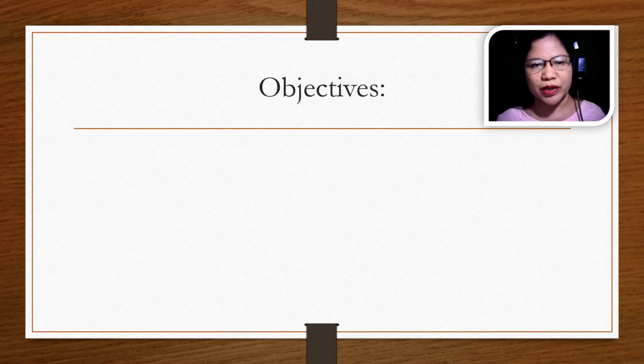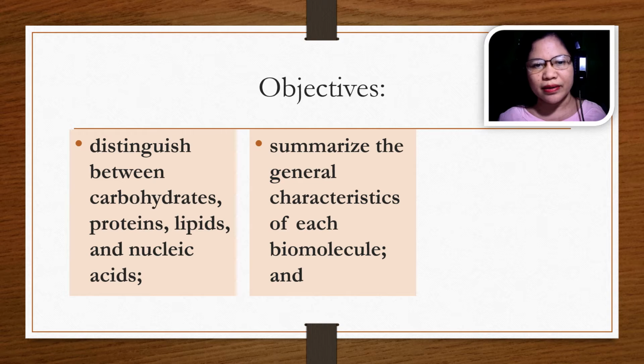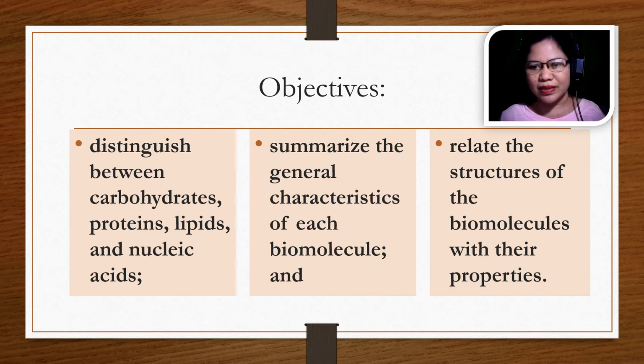So here are the objectives that we'll be discussing for today. One, we have to distinguish between carbohydrates, proteins, lipids, and nucleic acids. And second, we have to summarize the general characteristics of each biomolecule and relate the structures of the biomolecules with their properties.